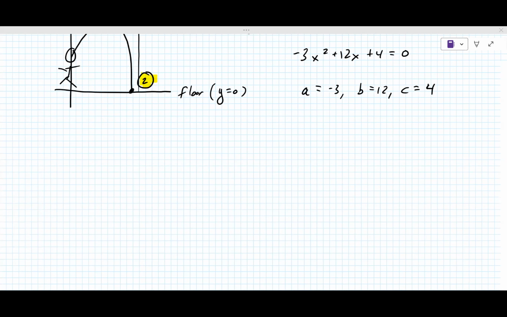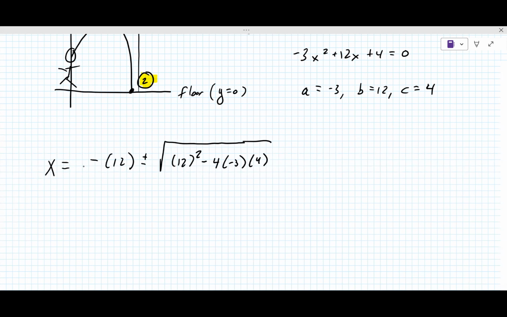It's very intuitive though. We know that x equals minus b plus or minus the square root of b squared, so 12 squared, minus 4 times minus 3 times 4, all over 2 times minus 3.